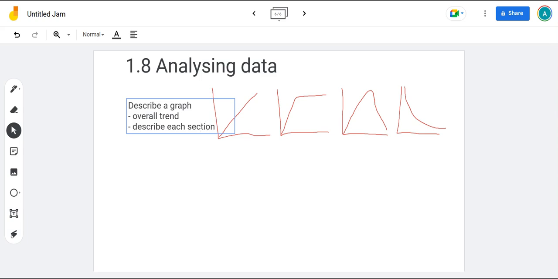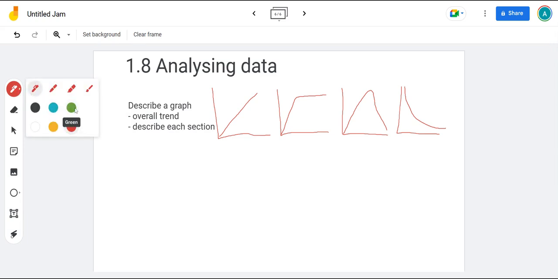So when I say that, what I mean is let's have a look at these graphs that we've drawn. In this one, we've only got one section. In this graph, we've got section 1 and section 2. In this graph, I've got section 1, section 2. Here, I've only really got one section. So we need to describe each section of the graph.